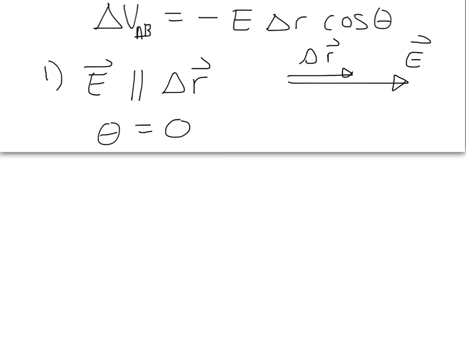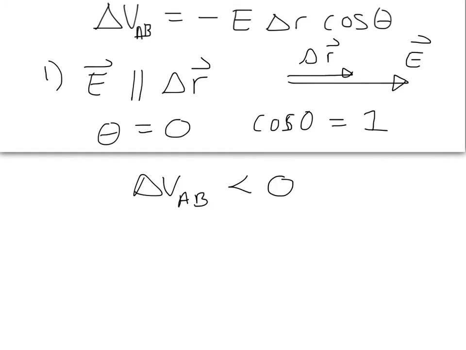And if you think about this formula, remember cosine of 0 equals 1. So this implies that delta VAB is negative. That negative is very important. That implies that the electric field points in the direction of decreasing potential.